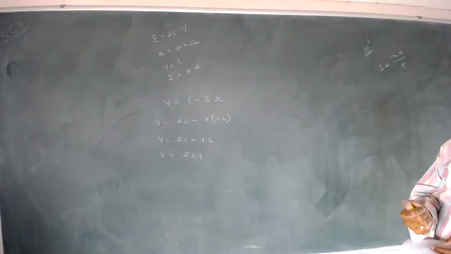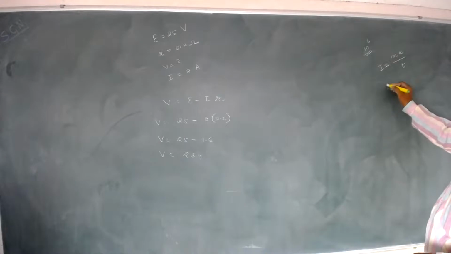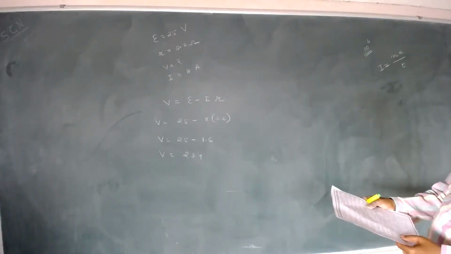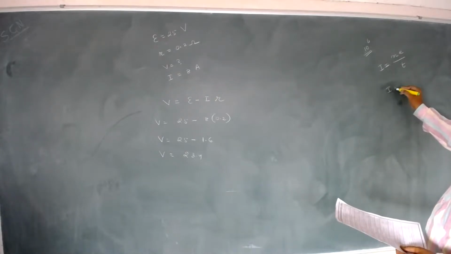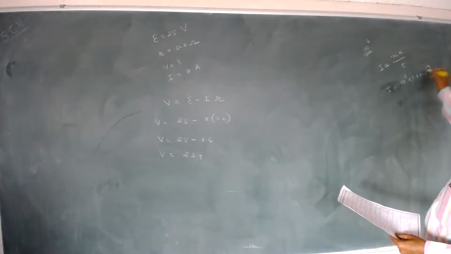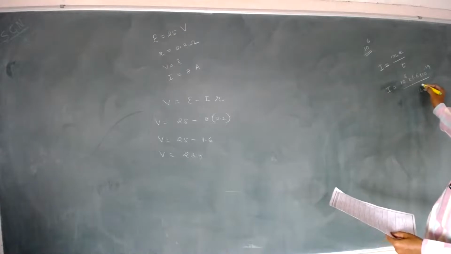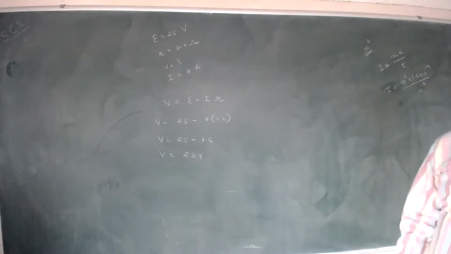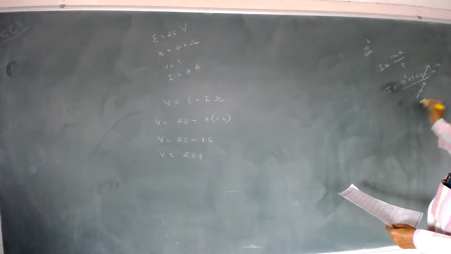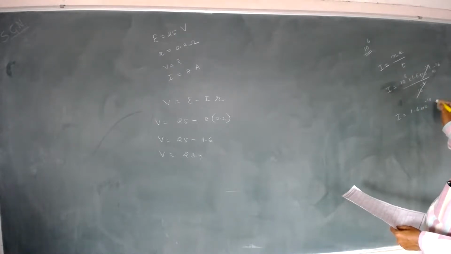Understood? So I is equal to, you need to calculate the current through the conductor. I is equal to 10 power 6 into 10 power minus 19. Okay, 1 millisecond, 10 power minus 3 seconds. So I is equal to 1.6 ampere.